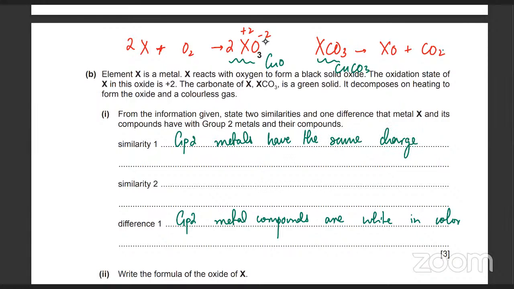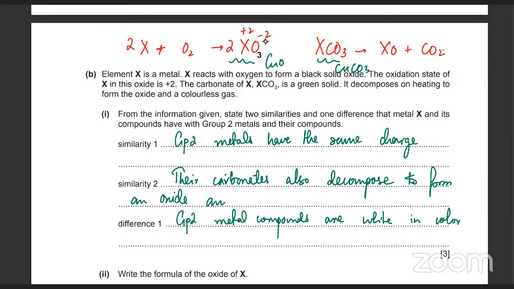So if they have the same charge, the formula of the carbonate or oxide is going to be exactly the same. And the other similarity is that their carbonates also decompose to form carbon dioxide. In this case, they didn't ask you to identify the gas, but their carbonates also decompose to form an oxide and a gas.